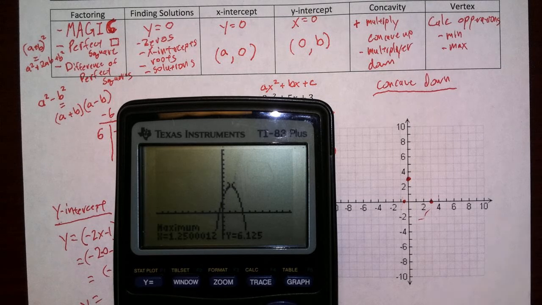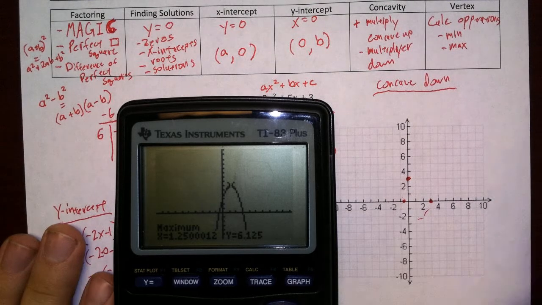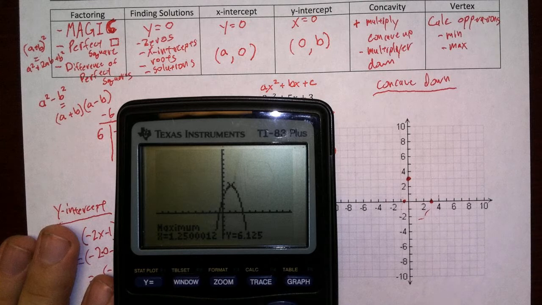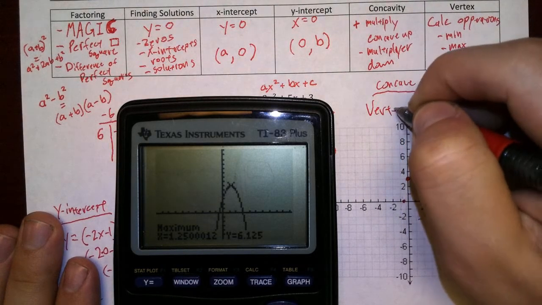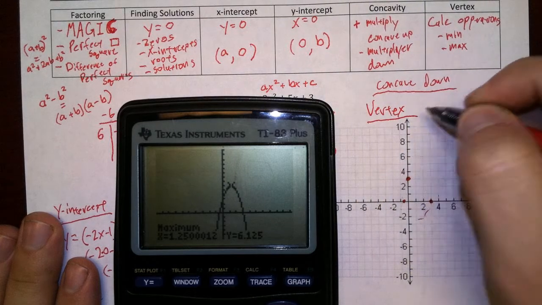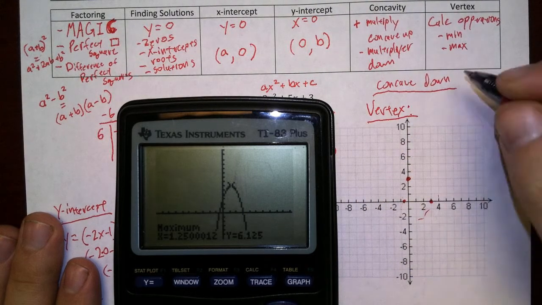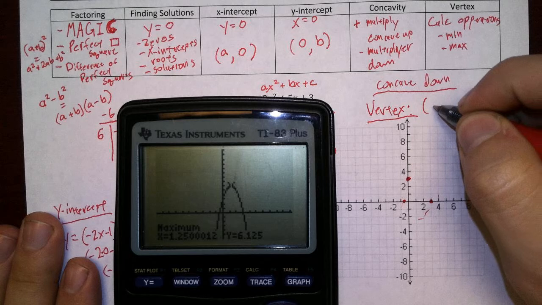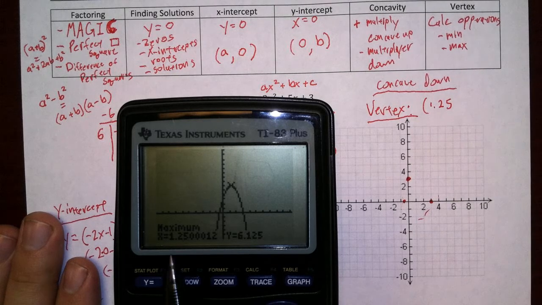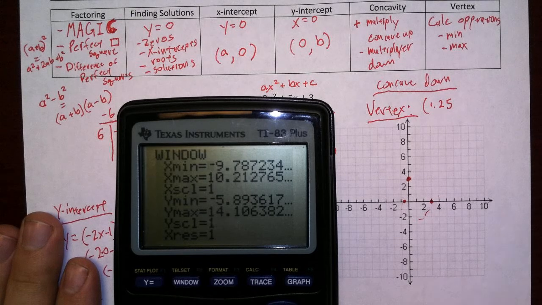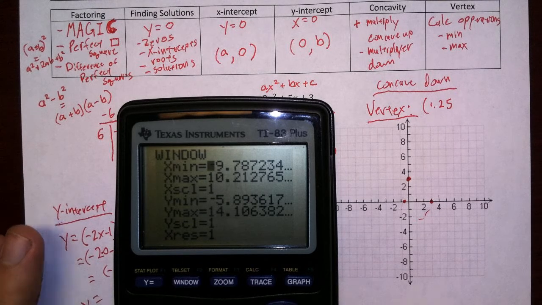It's going to do some calculations, and we are going to get out our maximum, our vertex, which we are going to see to be 1.25. And some of you may be saying, no, it's not just 1.25, it's 1.25. Ah, I pressed a button. Dang it.